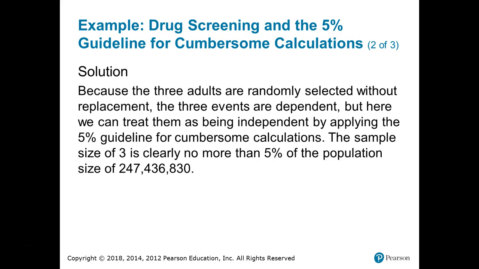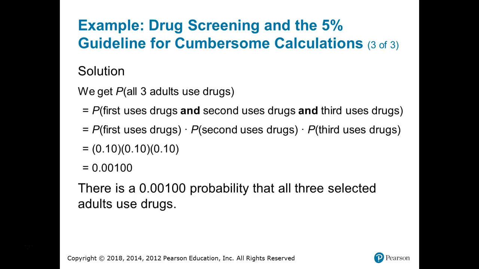So because they are 3 randomly selected adults without replacement, they're independent of each other. The first time we're going to have this many adults, but once that one person's done, this would go to 829 and 828. But we're going to say that that is such a small difference. Since it's less than 5% of the total population, it just is going to make the calculations cumbersome and overly complicated. So we're going to say, hey, even though they're technically dependent, we're going to treat them as independent. So once we're independent, it gets a lot easier.